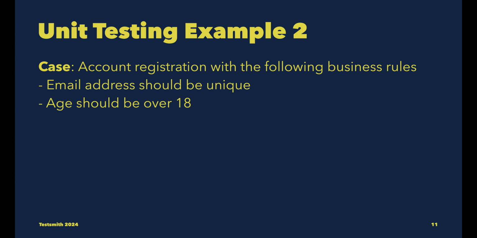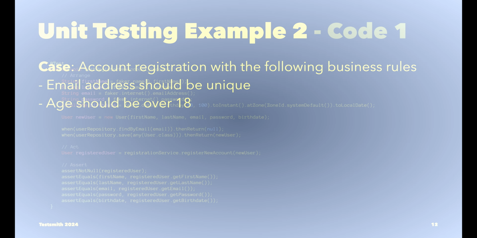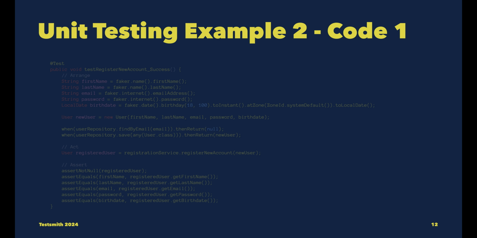This is a case about the code that is responsible for registering an account. There are two business rules. 1. Email address should be unique. 2. Age should be over 18. Let's start with a success scenario.